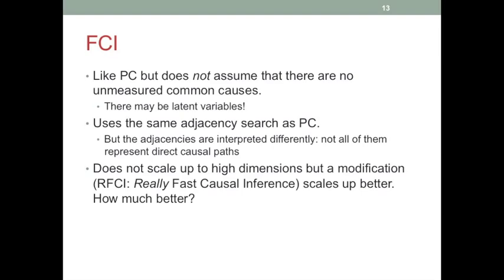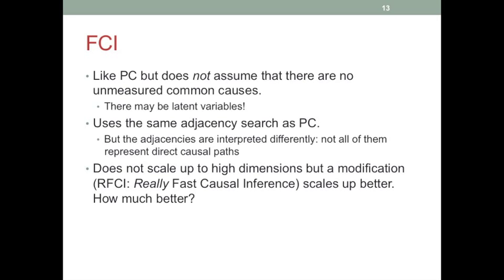Another algorithm you could use is FCI, which is like PC but does not assume that there are no unmeasured common causes, so there may be latent variables. It uses the same adjacency search as PC, but the adjacencies are interpreted differently. Not all of them represent direct causal paths. It does not scale up to high dimensions, but a modification, RFCI, due to people in this room, does scale up much faster. How much better? We don't know. We haven't really tried to scale it up yet. I haven't really tried to scale it up yet.